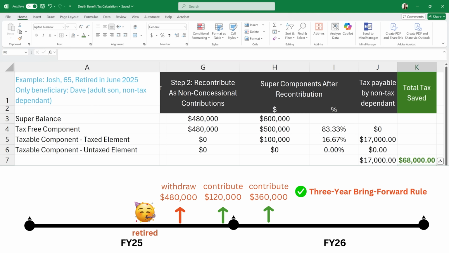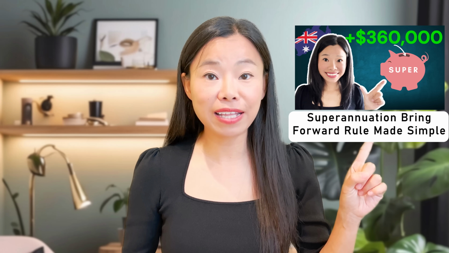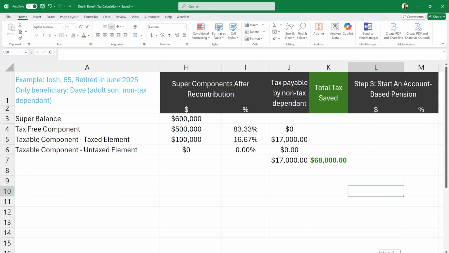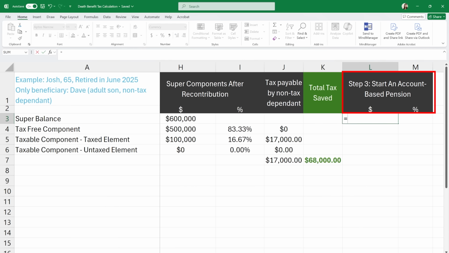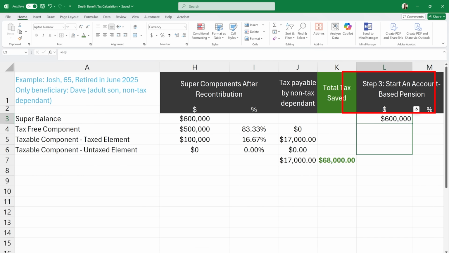By doing this, Josh is able to contribute the entire $480,000 in a relatively short period of time, and importantly, it all goes back in as tax-free component. Of course, how much you can contribute depends on your individual circumstances. If you'd like to learn more about non-concessional contributions and the 3-year bring forward rule, check out my dedicated video on that topic. Step 3 for Josh is to use the money in his super accumulation account to start an account-based pension.